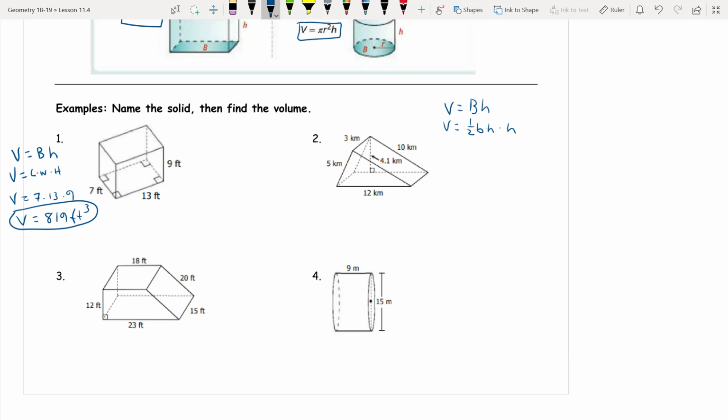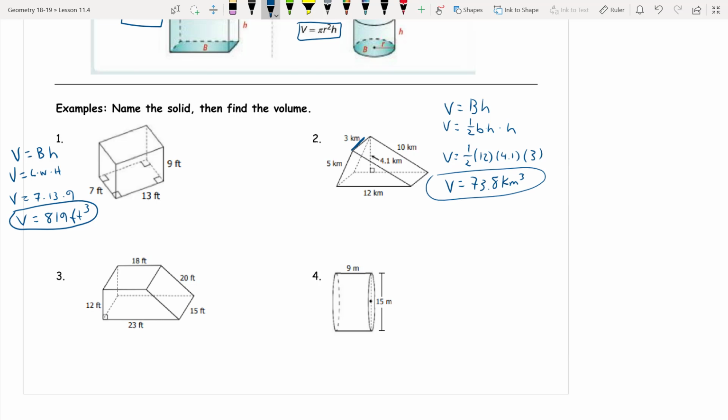So if we look closely at this figure, my base of this triangle is 12. The height of the triangle right there, that right angle, is 4.1 kilometers. And then the height of the figure, the space between the figures right here, is 3 kilometers. And once again, you're just going to the calculator there. So half of 12 is 6, and 6 times 4.1 times 3 gives you 73.8. And that is going to be kilometers cubed.